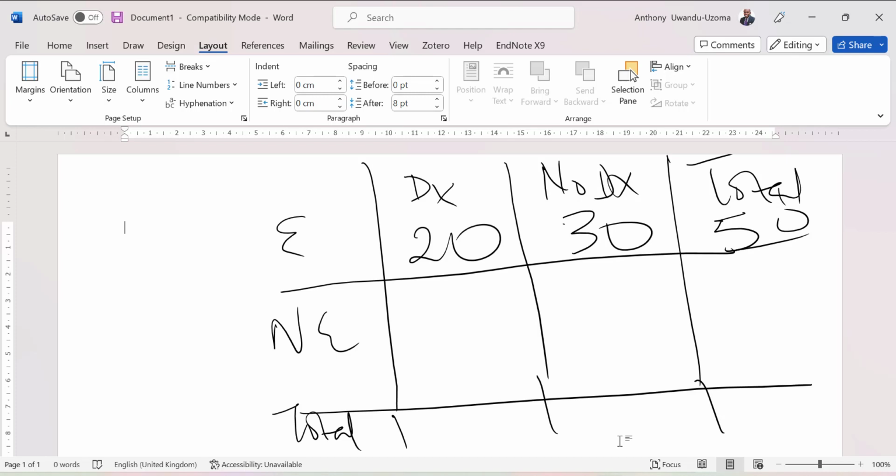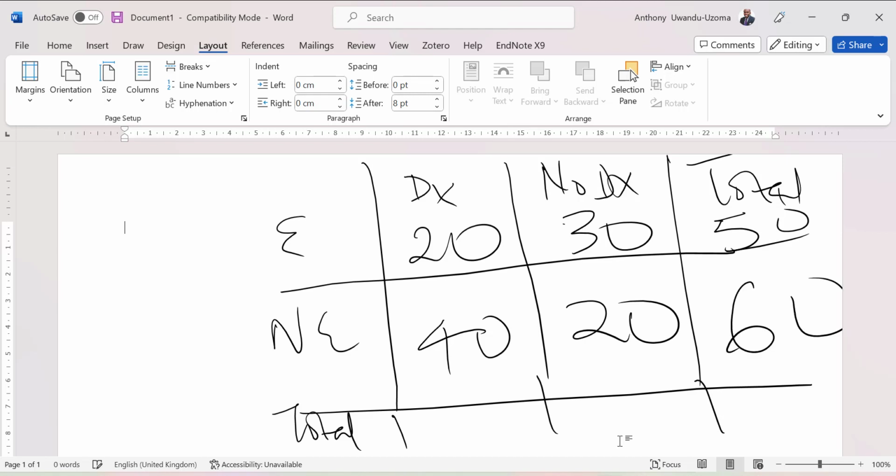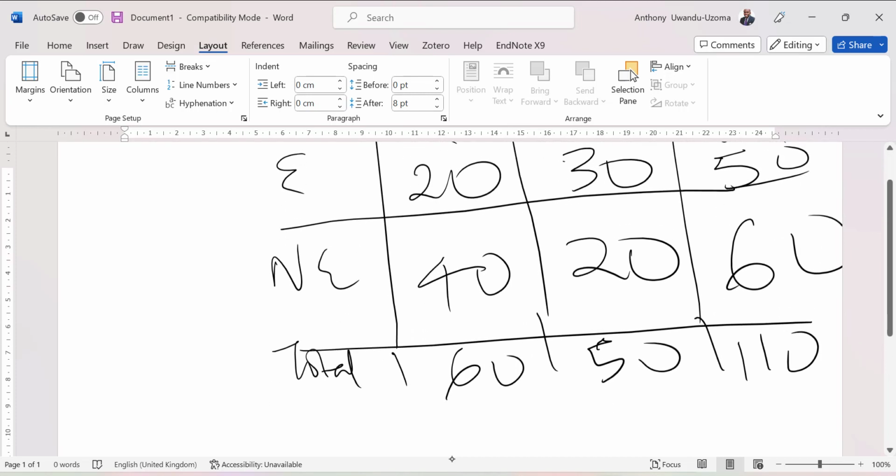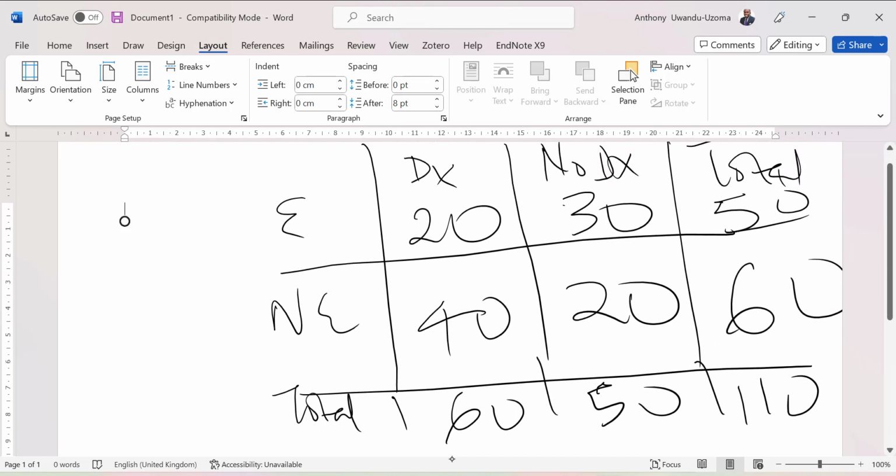Then you have 40 here, and 20 here, and here is 60. So the total is 50 plus 60 is 110, 30 plus 20 is 50, 20 plus 40 is 60. So how do I calculate my odds ratio?